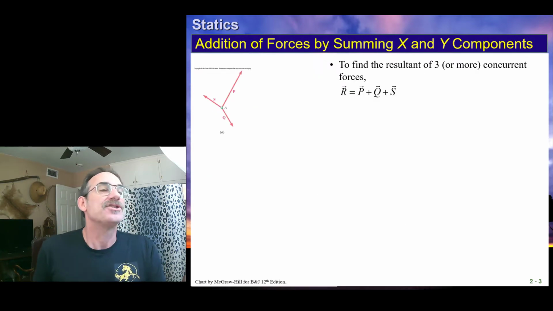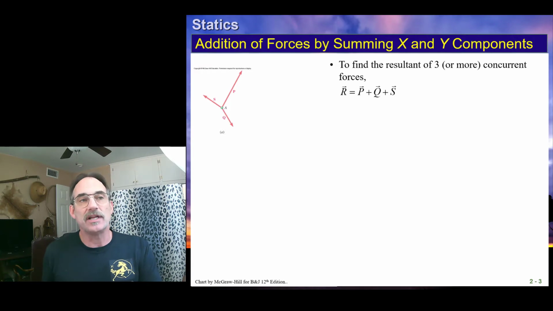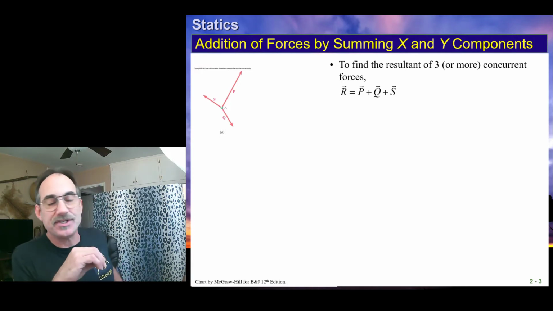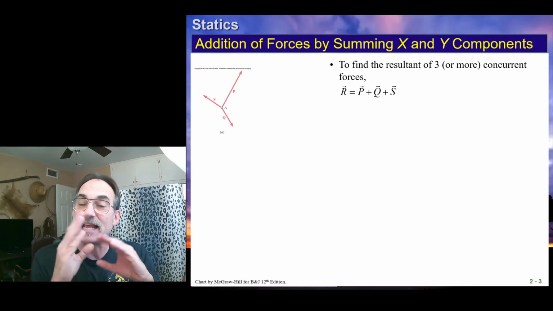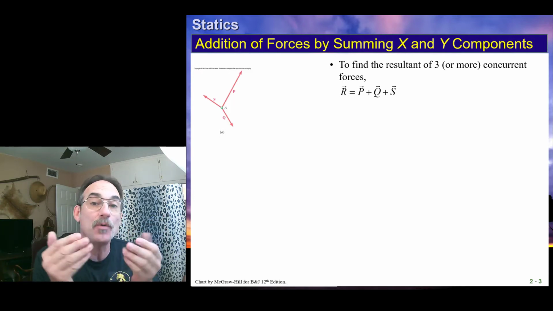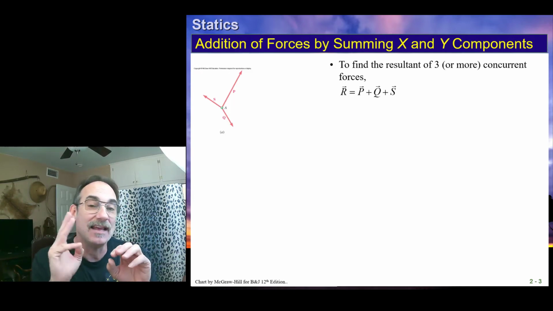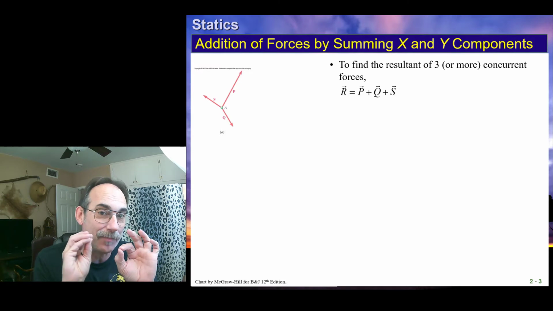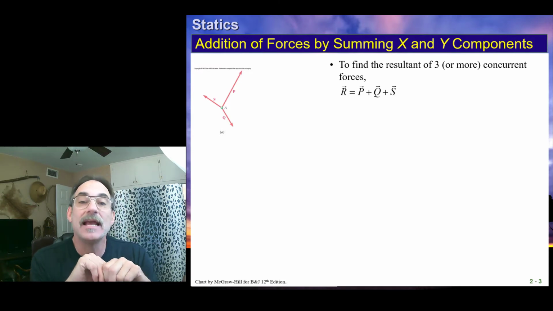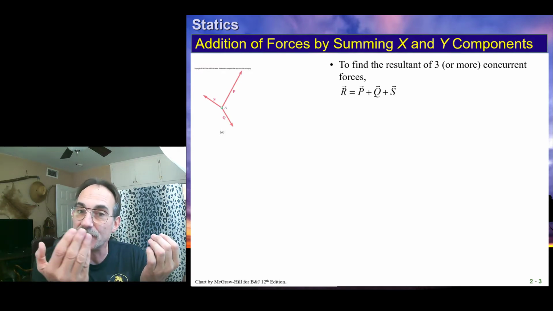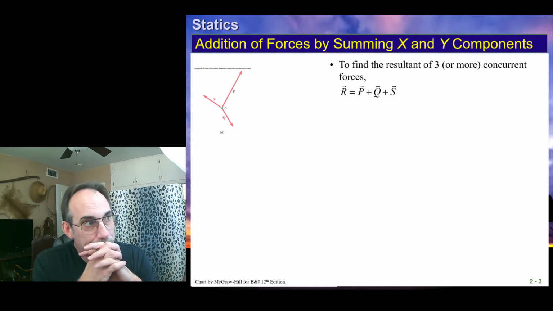Great. So now, to find the resultant of three or more concurrent forces, remember concurrent forces means the lines of action of all of them go through a point, any point. If all three vectors go through the same point, that makes them concurrent. And now we can solve for them using the methods of last lecture or this lecture.